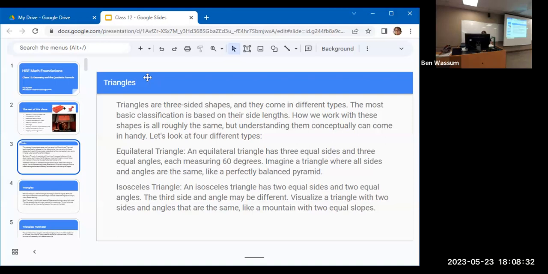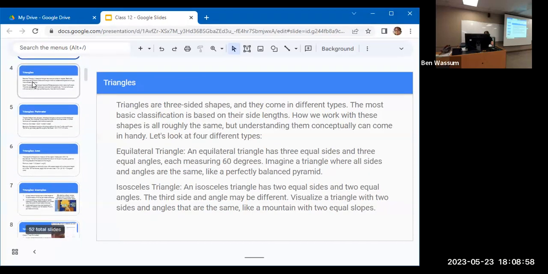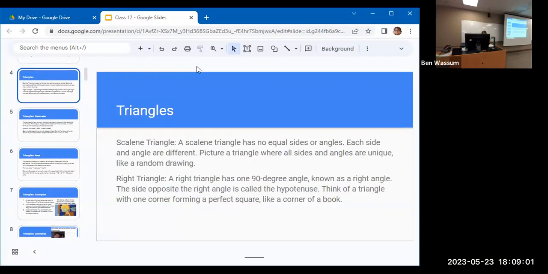We also have isosceles triangles. Those have two equal sides, and because of that, two equal angles, and then you usually have a third side that's a little bit different. Like it says here, visualize a mountain that has two equal slopes on each side, but obviously the base of the mountain might not be the same. We also have a scalene. A scalene is just kind of its own thing. None of the sides or angles are equal to each other.